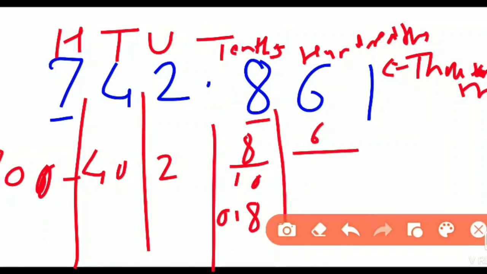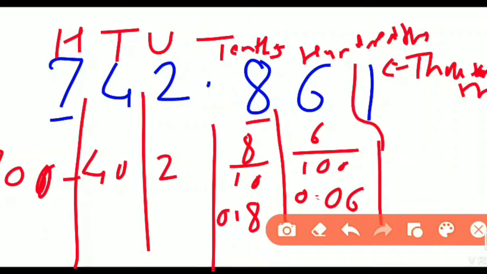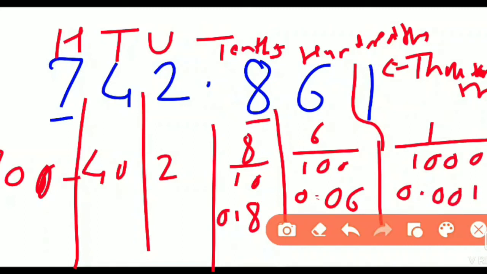What is the place value of 6? 6 upon 100 means 0.06. What is the place value of this 1? 1's place value is 1 upon 1000, which is equal to 0.001. Do you all understand? These are the place values of the tens, hundreds and thousands places. In this way you have to solve the examples. Okay, now we will see the practice set.